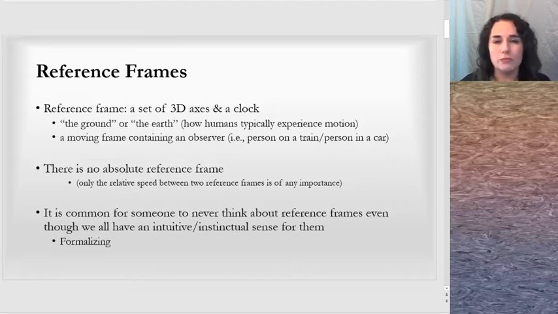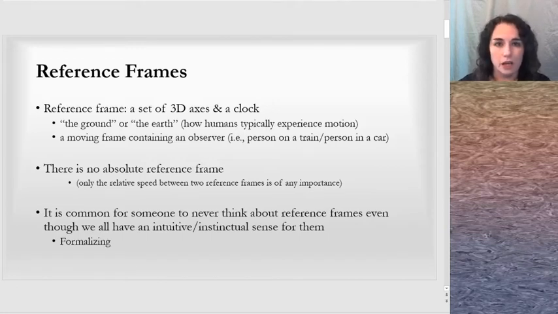Really, what matters is the relative speed between two different reference frames. So if you're in a car and that's relative to the ground, those are the two reference frames, and one reference frame has a speed relative to the other.